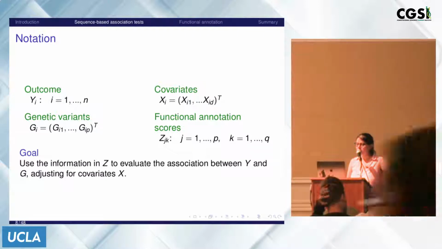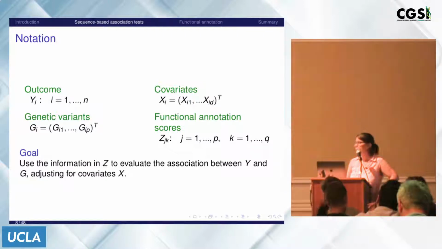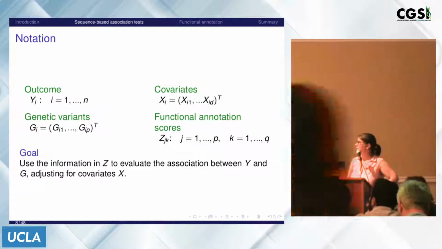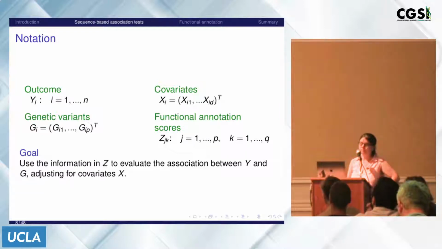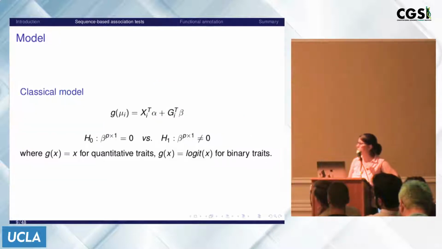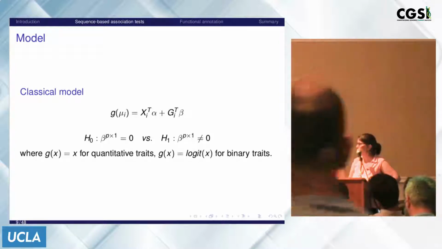Okay? So the goal is basically to test for association between Y and G while adjusting for X, and taking into account the information from Z, the functional scores. So we consider this classical linear mixed model that relates the phenotype to the genotypes. And we're interested in testing the null hypothesis that these p regression coefficients are all 0.